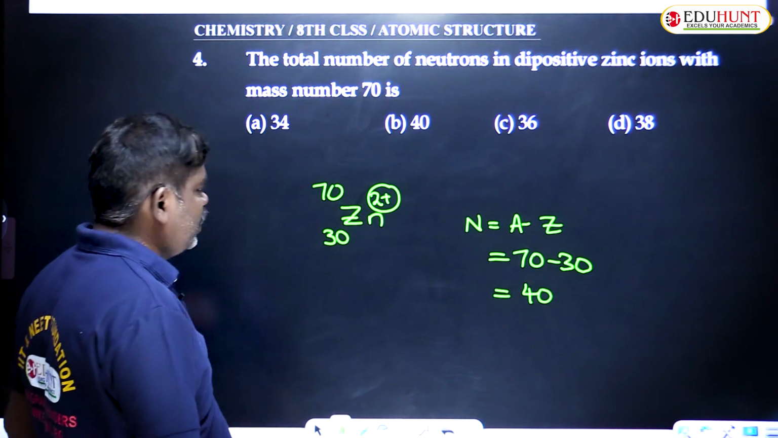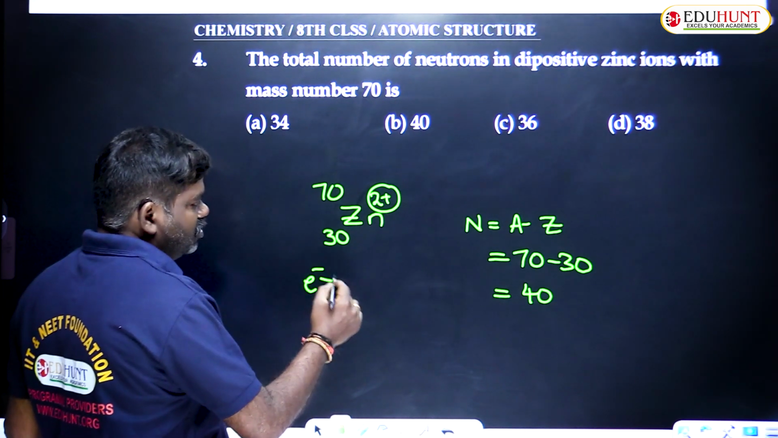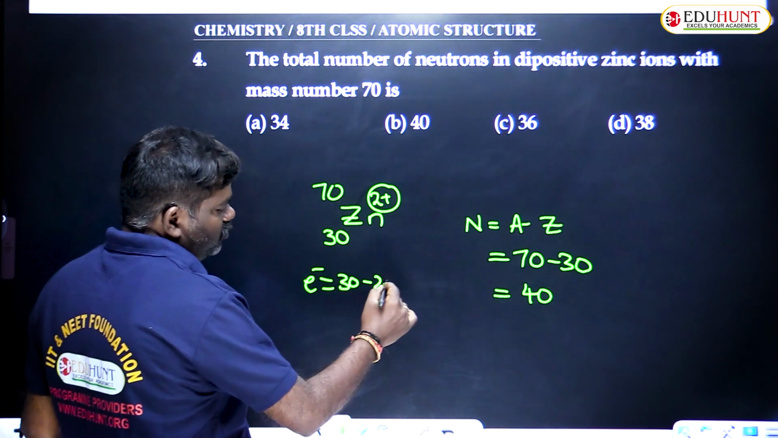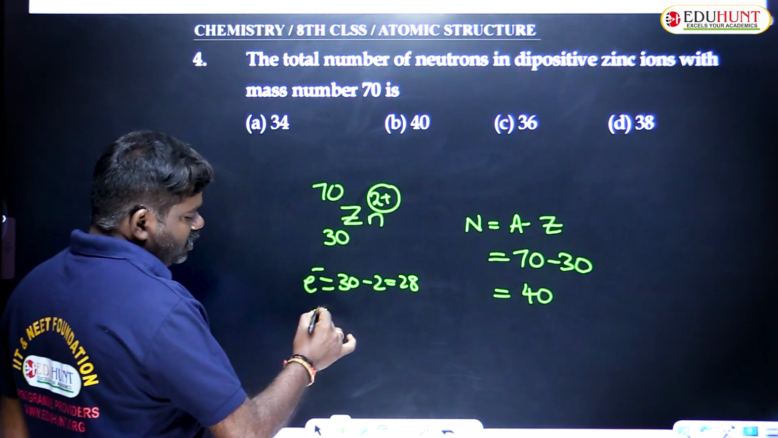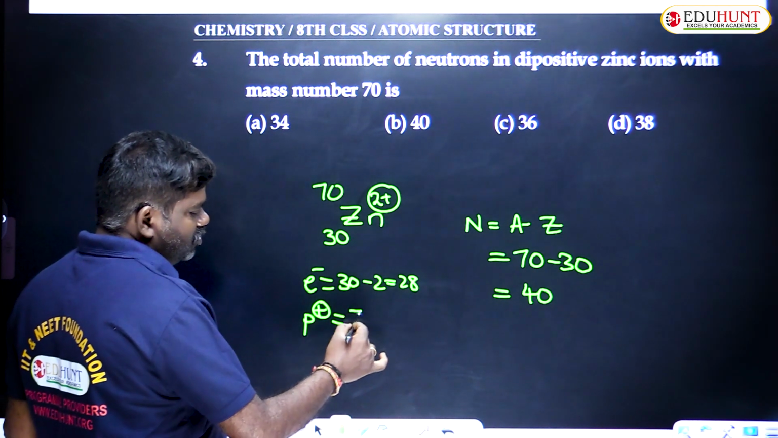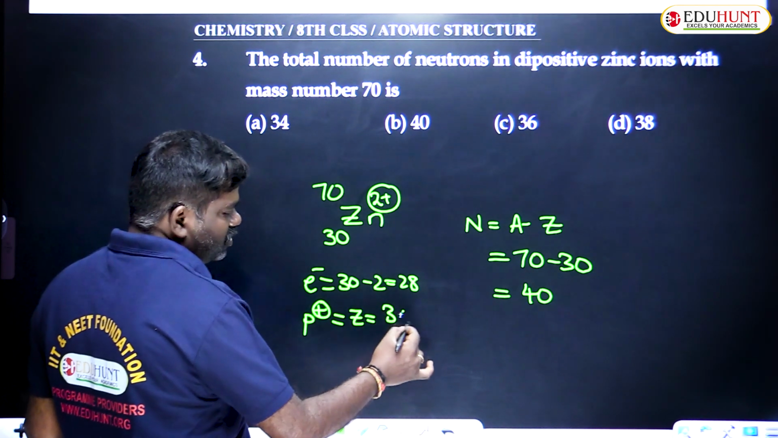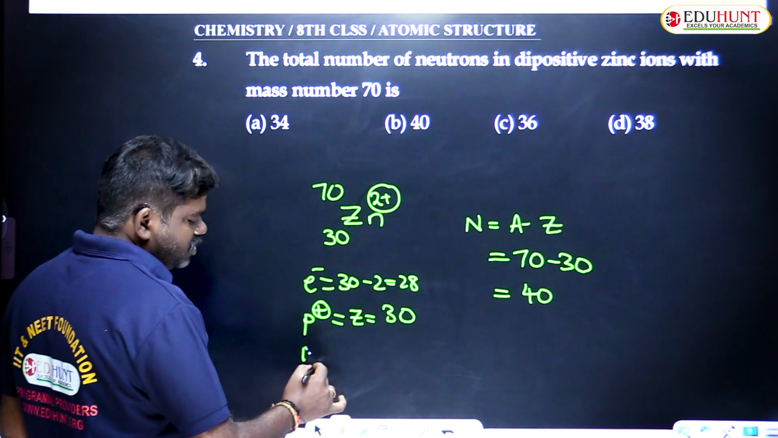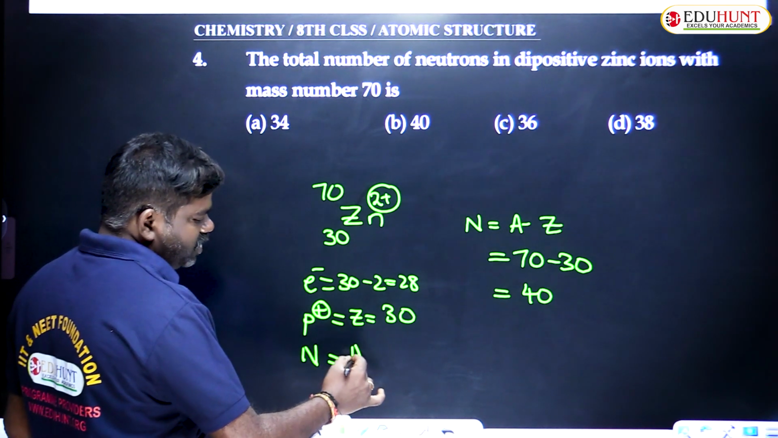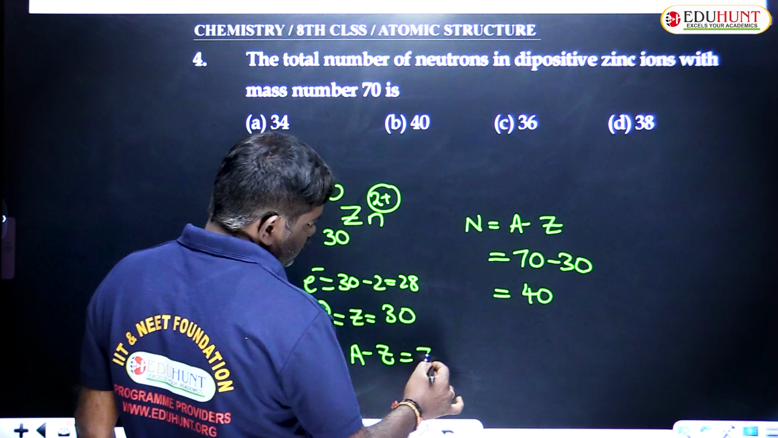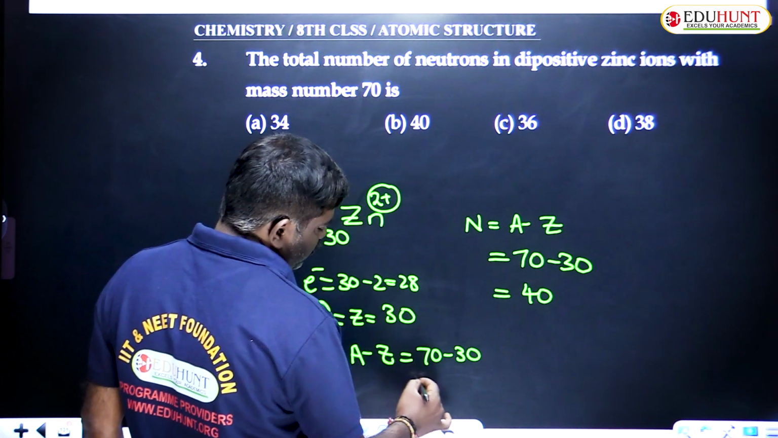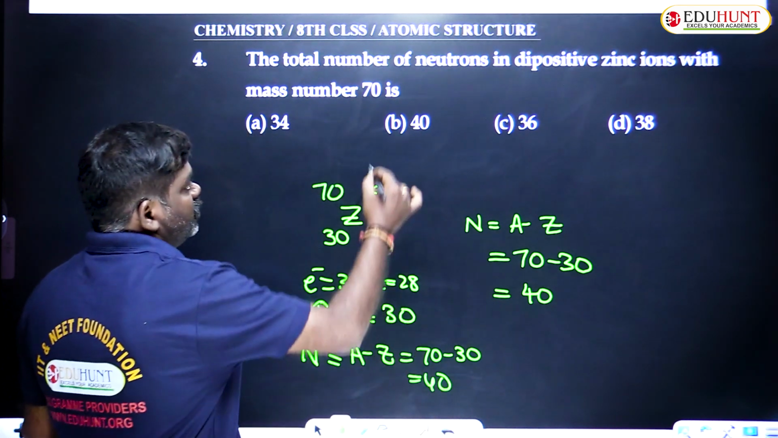So how many electrons are there? The electrons are 30 minus 2, 28 electrons. How many protons are there? The protons are equal to the atomic number only, 30. How many neutrons are there? Neutrons are A minus Z, that is 70 minus 30, equal to 40. So here is the answer.